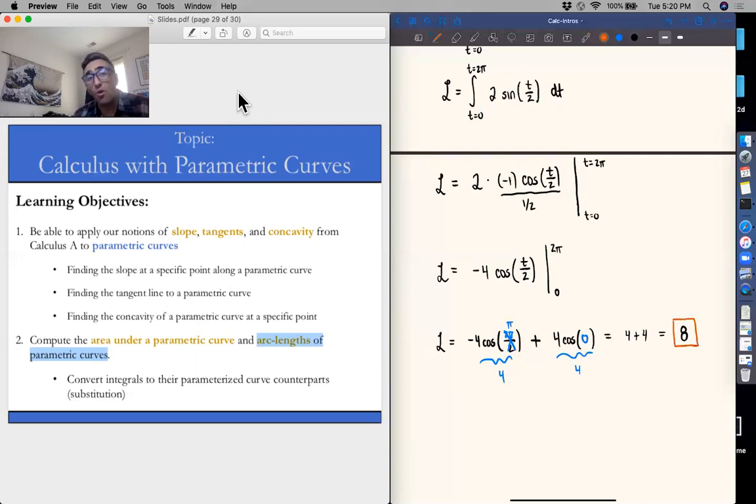But remember, what's important for us is that we were able to take that arc length formula for Cartesian functions, y is a function of x, and convert that into the parametric curve analog, where the arc length integral for parametric curves is an integral between some starting t value and some ending t value of the square root of each of those coordinate functions squared, dt.